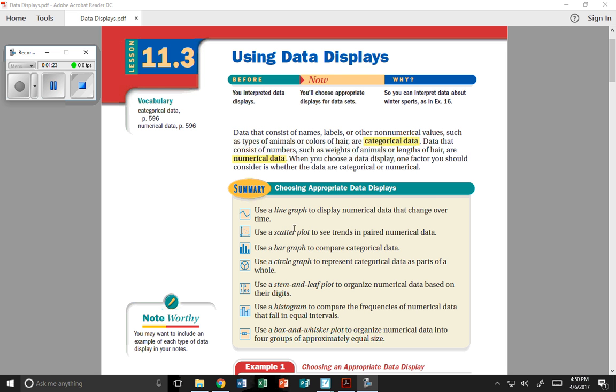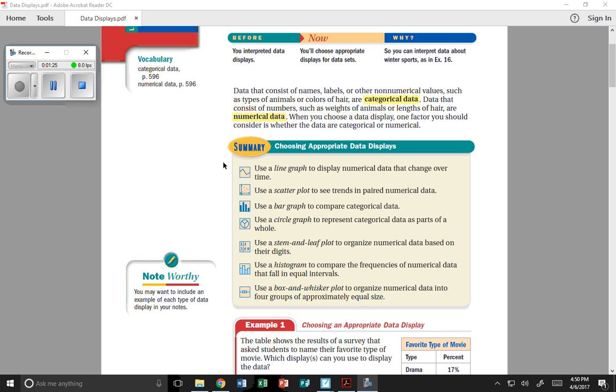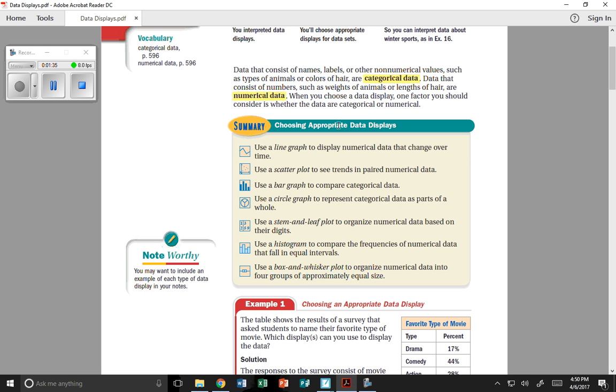So here you are going to see a summary, basically, of how to choose appropriate data displays. So we have all of our different types of ways of displaying data. We've talked about line graphs, scatter plots, bar graphs, circle graphs, stem and leaf plots, histograms, and box and whisker plots.